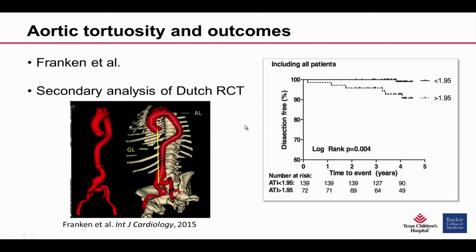As you saw earlier, when Bart presented a lot of the other tortuosity data, there have been about 6 other papers on arterial tortuosity showing that it's associated with dissection. This is a nice large one. It's a secondary analysis from the Dutch randomized controlled trial. They looked at aortic tortuosity instead of vertebral artery tortuosity, but showed that increased aortic tortuosity was associated with higher aortic dissection rate, including type B aortic dissections.